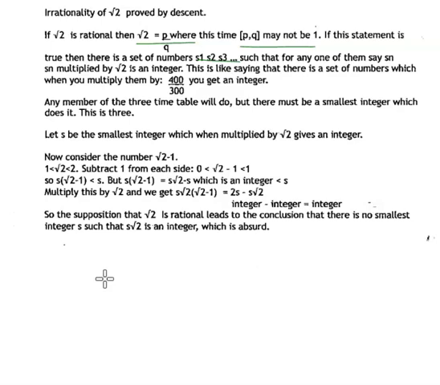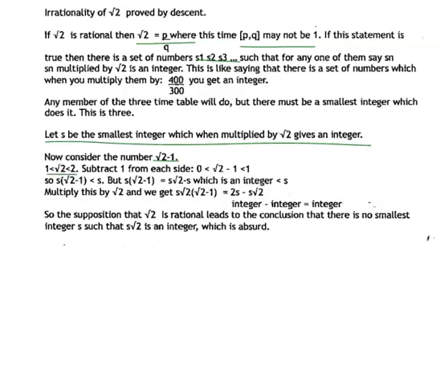This is like saying that there is a set of numbers which, when you multiply them by 400 over 300, you get an integer. And in this case, any member of the 3 times table will do, but there must be a smallest integer which does it, and in that case it is 3. So we let s be the smallest integer which, when multiplied by root 2, gives an integer. Now consider the number root 2 minus 1.